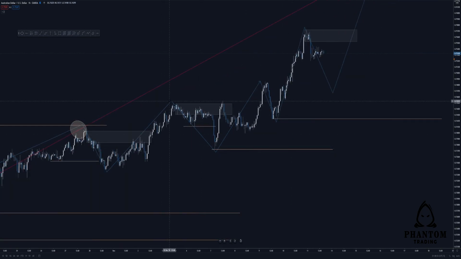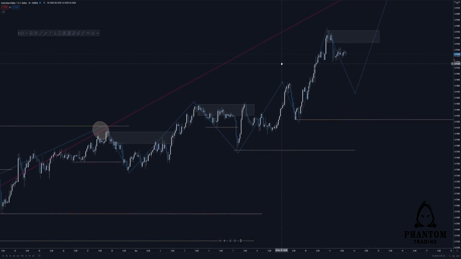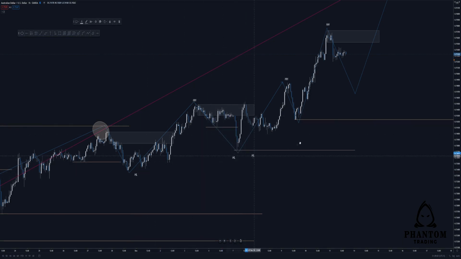But keeping this structural mapping on the 4-hour is probably a good idea, so you can keep an eye on where you are in the market and hopefully not lose yourself as you look for positioning in the market. So this is generally what I'll do.